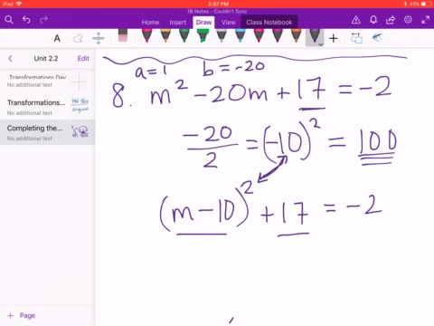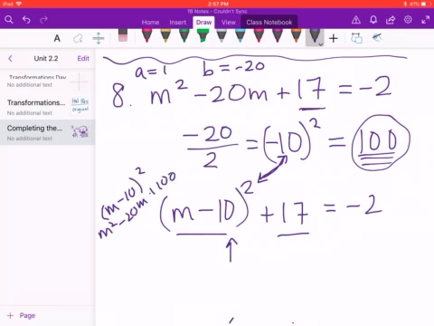But what happened when I squared the negative 10 is that I got 100. So I've already added 100 to this side. The reason being because m minus 10 squared is not, you don't just square the m and square the 10. It's m squared minus 20m plus 100. That's when we multiply that binomial out. So I did just add 100, so I have to add 100 to the other side too.